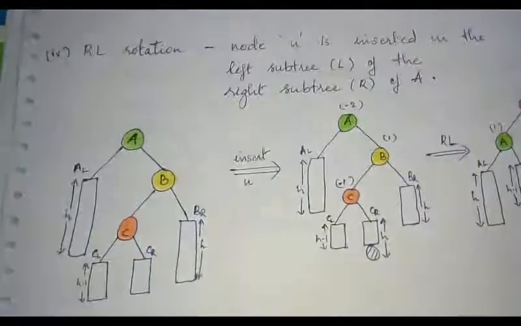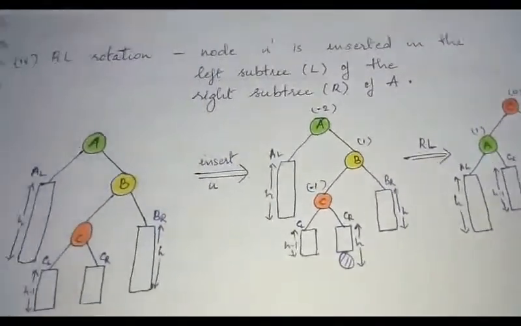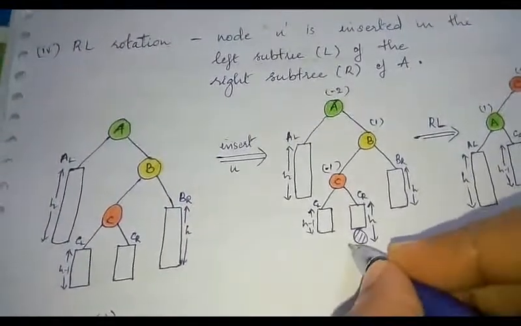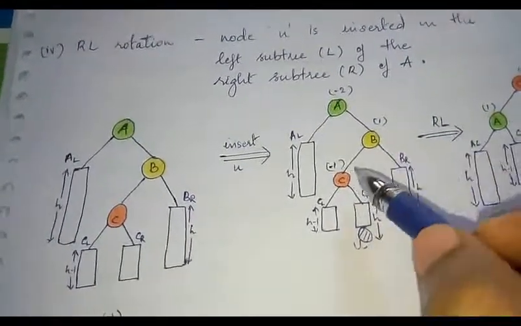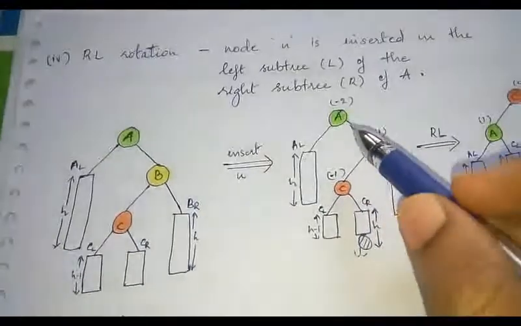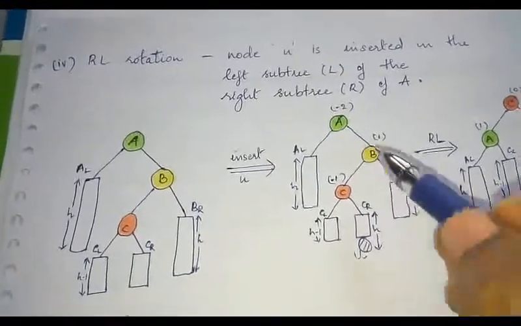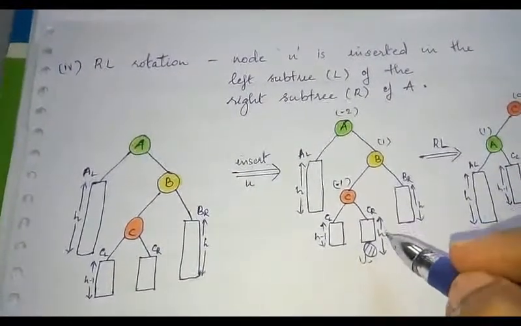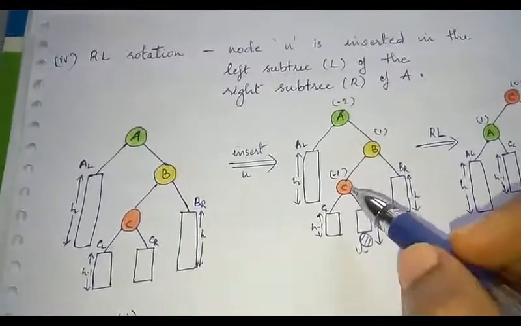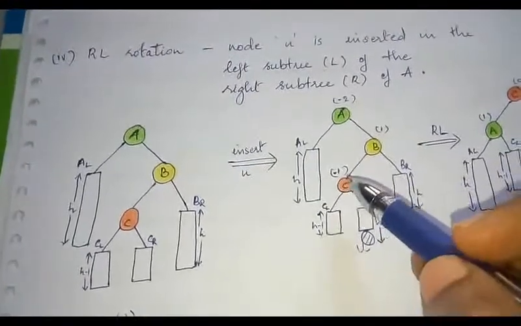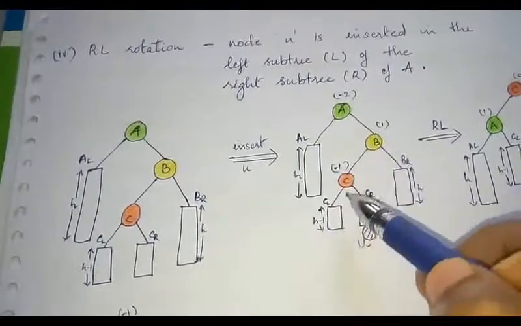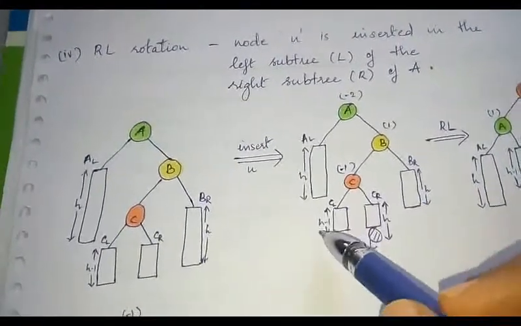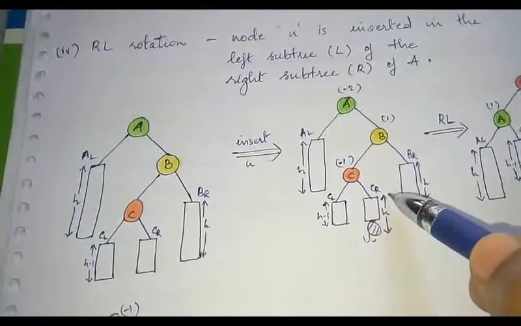Now after insertion of U, you can see that U is inserted. This is the node U, which is inserted to the left of the right subtree of A. So U is inserted here. Now the height of CR becomes H, and when we check the balancing factors of each node, we can see that the balancing factor of C has become H minus 1 minus H, which is -1.